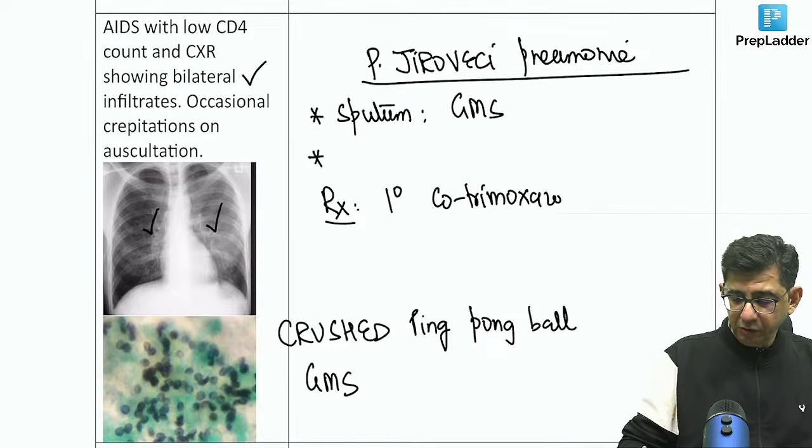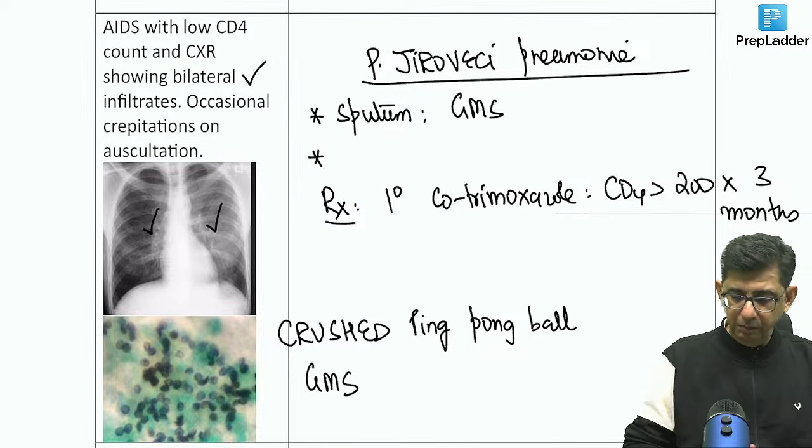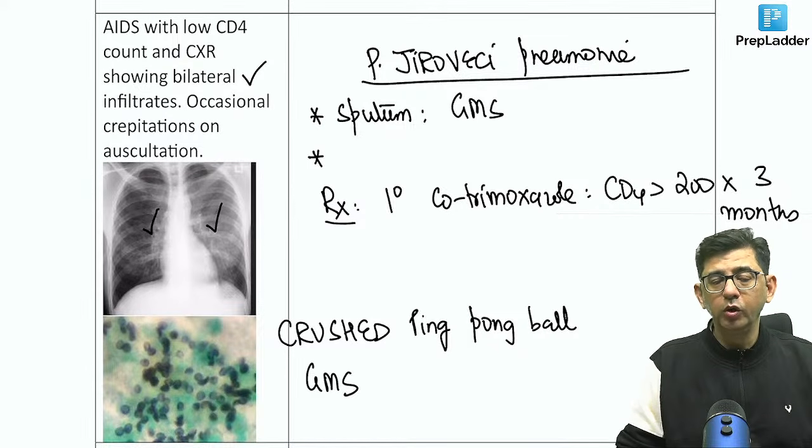जब तक the CD4 count of the patient will be more than 200 for 3 consecutive months. अगर इसका CD4 count बढ़ जाता है then it is cool. Otherwise we will have to continue cotrimoxazole.